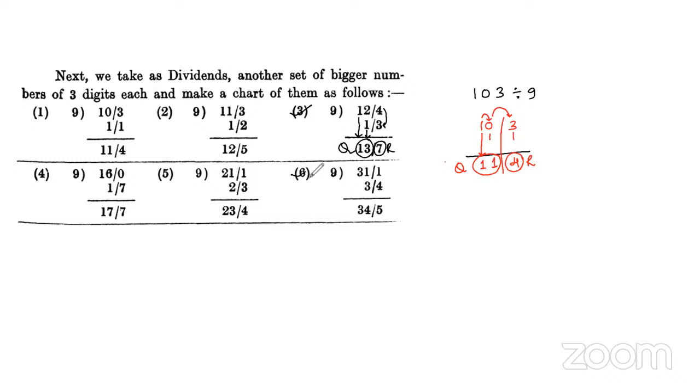If you see the sixth problem, here we drop 3. 3 is added to the 1. Then we get 4 in the quotient, and 4 is added to the 1. So then we get 5 in the remainder part. So this will be the remainder and this will be our quotient.